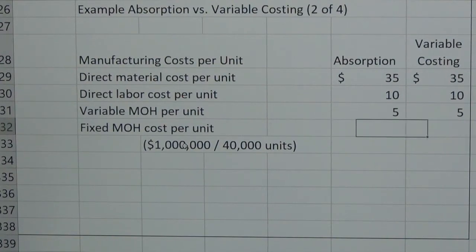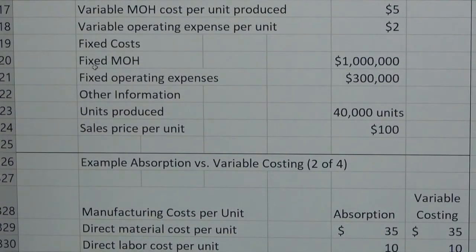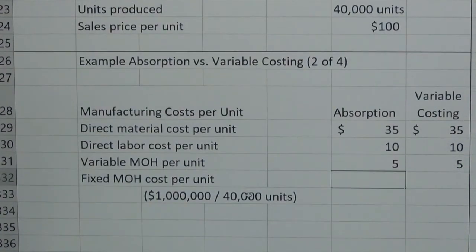So here's where the difference holds. Now we can compute this. That's 1 million divided by 40. Where did that come from? Well, we have 1 million MOH. Fixed MOH is 1 million. And the number of units produced were 40,000 units. So we took that 1 million divided by 40,000, and our cost per unit, which does apply, absorption accounts for all of it, so that's 25.